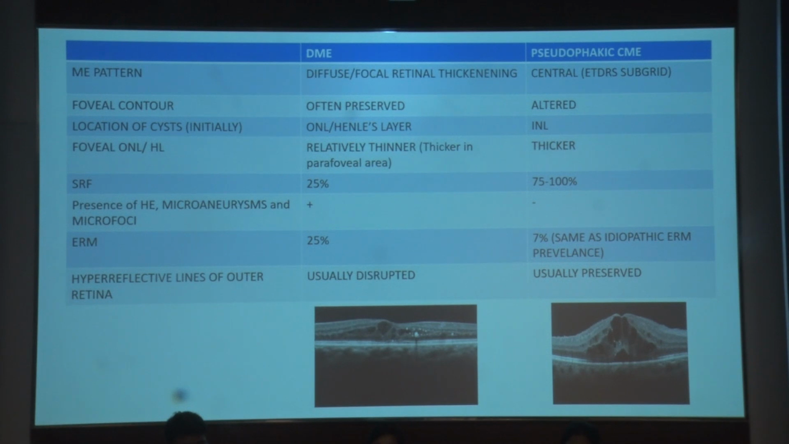Usually the foveal contour is often preserved in DME, whereas in pseudophakic CME it is altered. And most important is the location of the cyst. In DME, most importantly it's in the ONL layer, whereas in pseudophakic it's mainly in the inner retinal layer or inner nuclear layer. And 25% of the patients only have DME, whereas 75 to 100% of the patients usually have subretinal fluid. So this is one of the striking features we need to differentiate it.